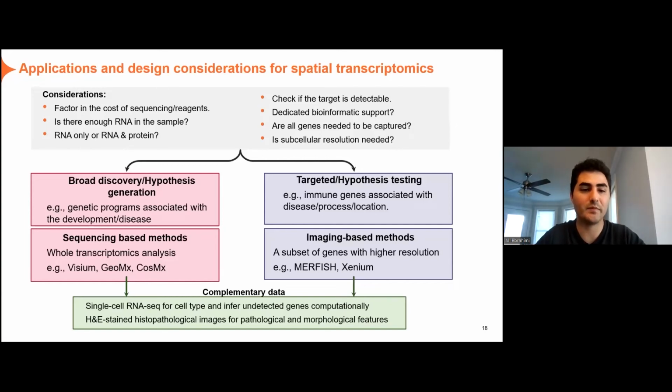And in general, for whole transcriptome analysis, currently it is a lot more feasible to use sequence-based technologies such as Visium. But if you want to go to subcellular level, image-based technologies such as in situ sequencing, although they will have lower detection efficiencies, and you might have limitations in terms of the number of genes that you can analyze, might be better solutions if you are interested in subcellular resolution.